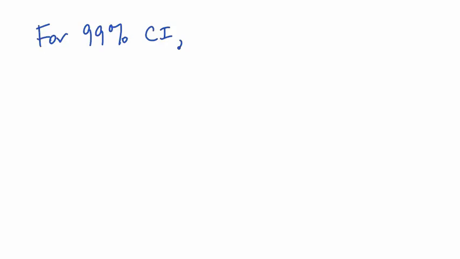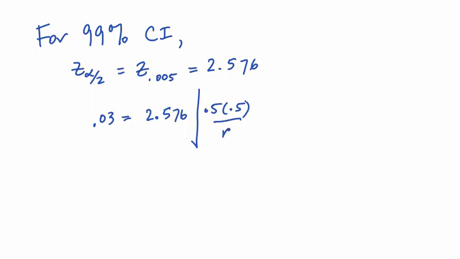Let's stick with our margin of error of 3% or 0.03, and for our normal quantile z alpha over 2, we'll use 2.576, which is the value that we require for our 99% confidence interval. This gives a sample size of approximately 1,843. So we need about 800 more people than we needed for the 95% confidence interval.